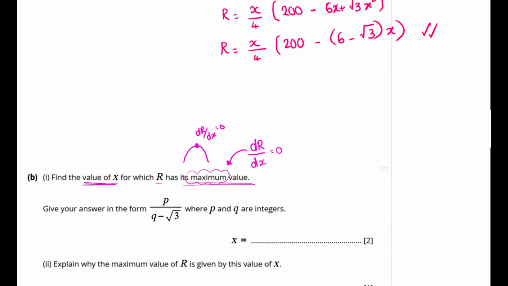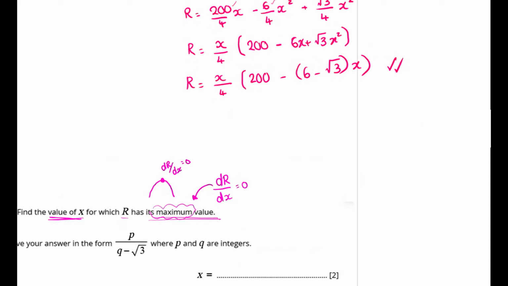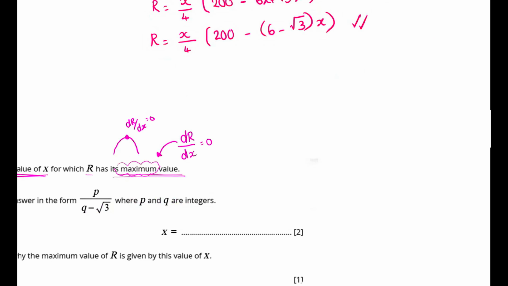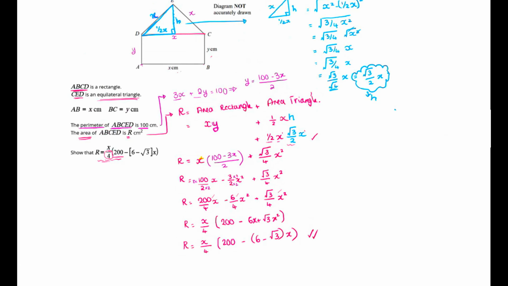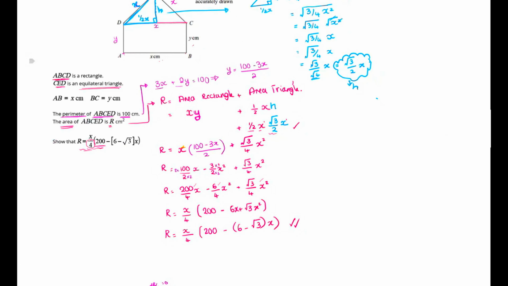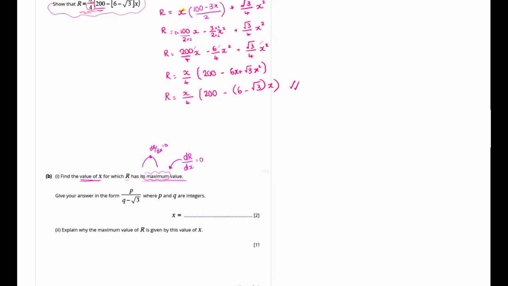Now notice part A is a show that question. Even if I wasn't sure about doing part A, just from this show that part, I can use this to answer part B, okay? So if you feel like you're spending too much time doing that, you could do part B and then go back to part A after that, okay? So show that R equals this. Let's use that over here to answer this question.